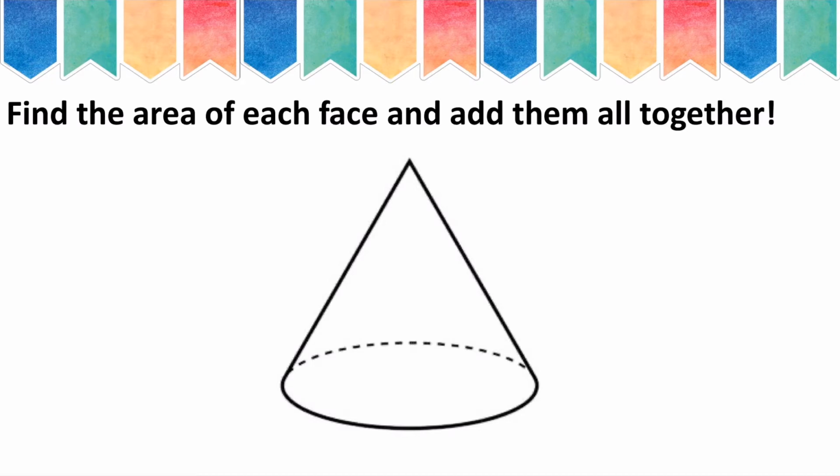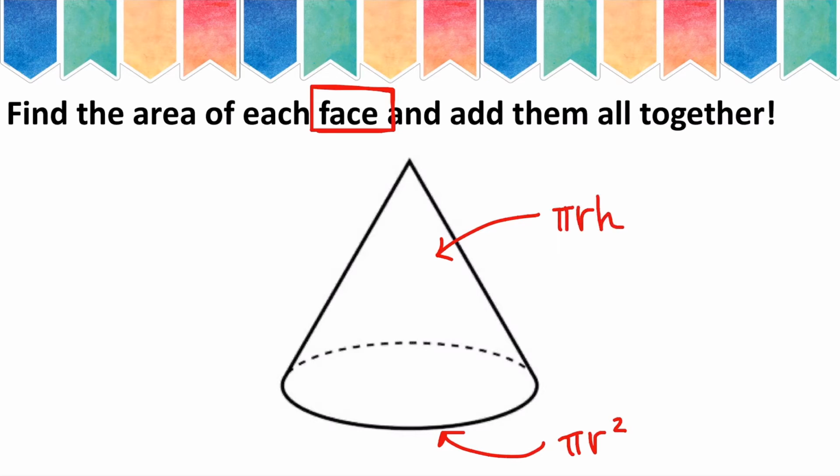So when I think about a cone, there are two faces to a cone. There's a circle on the bottom, which will be calculated by pi r squared. And then there's this outside part of the cone. Now this outside part of the cone kind of has its own special formula, which is pi r times h.